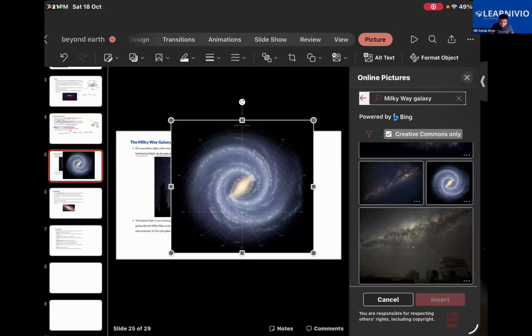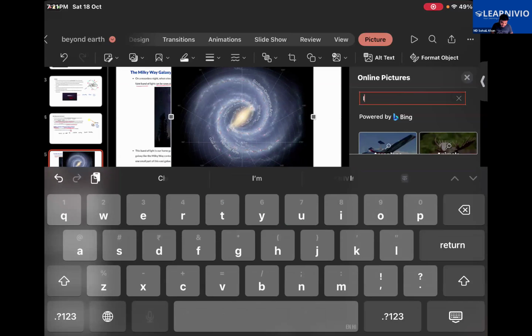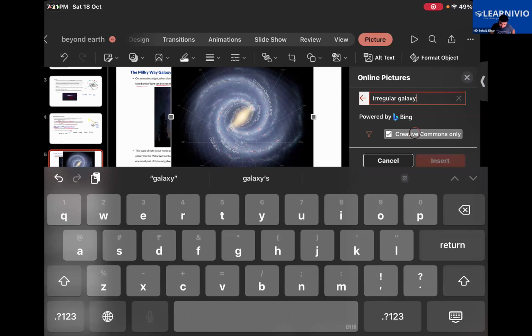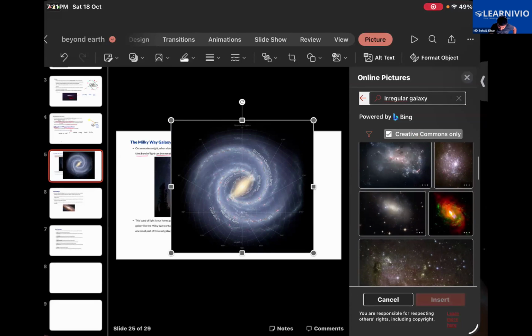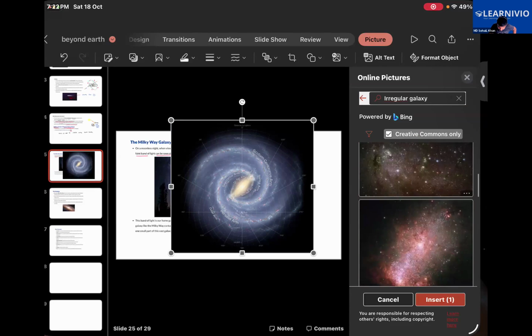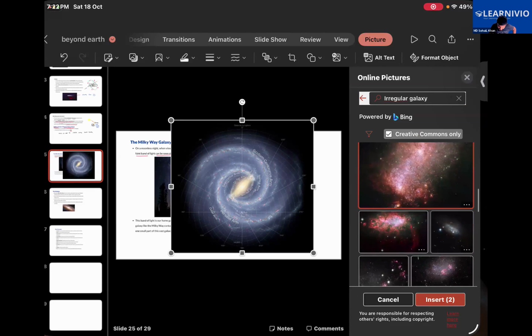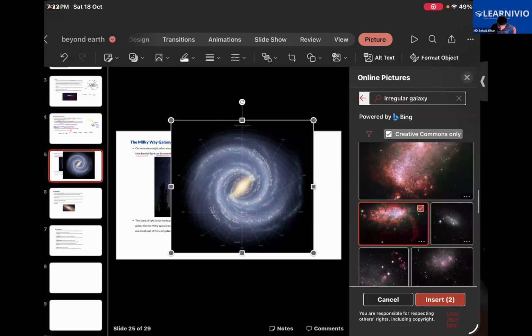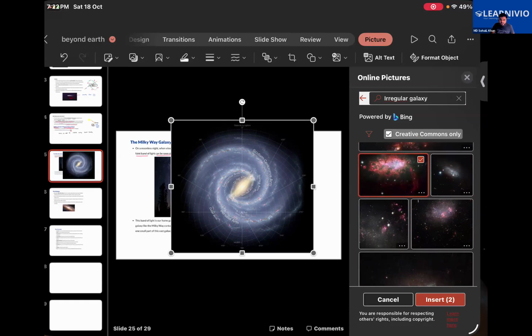For example, take a look at this over here. This is an irregular galaxy. In this one, you won't find any pattern. It isn't showing any kind of pattern. This is also an image of a galaxy, but there isn't any pattern to it.